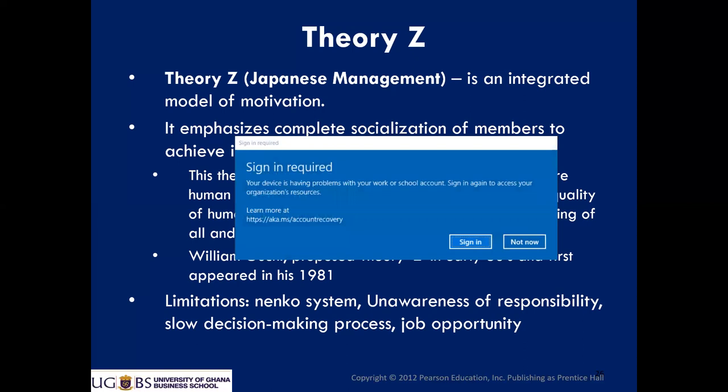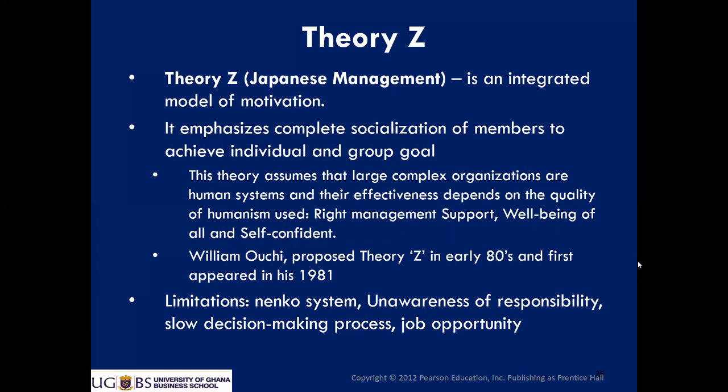But here, the theory assumes that large organizations are human systems. And so the effectiveness of these large and complex organizations depends on the quality of the human element, which calls for management support, well-being of all, and self-confidence. So these are the assumptions when we're talking about Theory Z. Theory Z was proposed by William Ouchi in the early 80s. There are some limitations of this theory, as you can see.